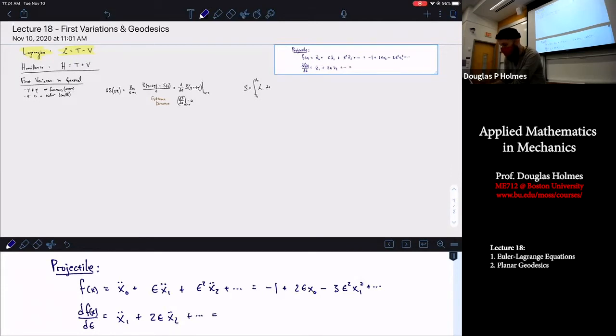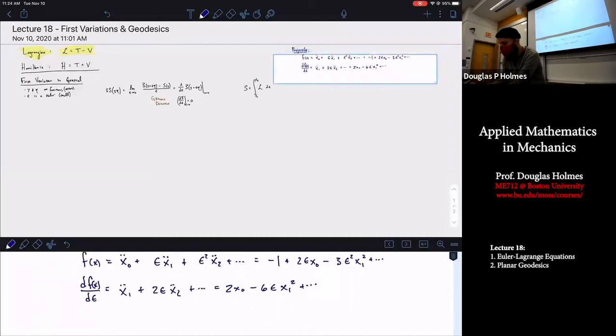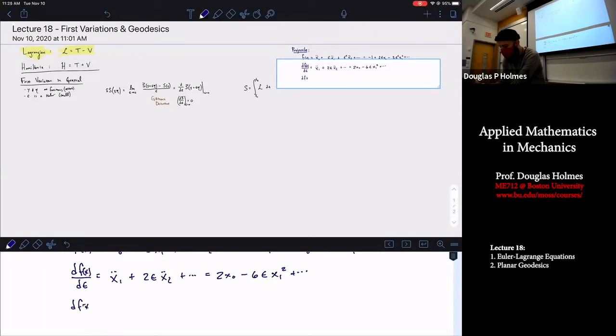The first term goes away. We're left with 2 x naught, and then minus 6 epsilon x1 squared. Is that squared? I think it's squared. Yeah. Plus other terms. And now the Gateaux derivative says, okay, once you've taken that derivative with respect to epsilon, evaluate that derivative at epsilon equal to 0. Which just becomes x1 double dot is equal to 2 x0. And you'll notice that the plus dot dot dots went away too, because every term that's in the plus dot dot dots has an epsilon to the n, and we've said take epsilon to 0.